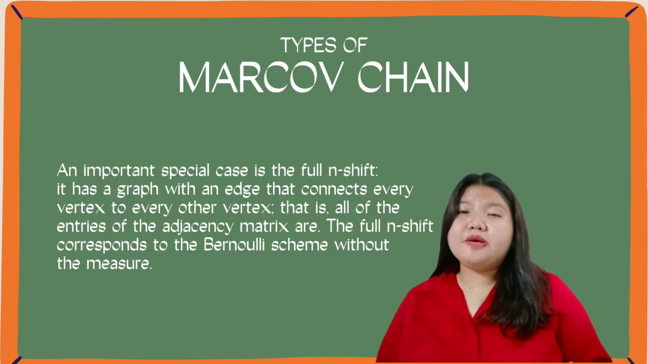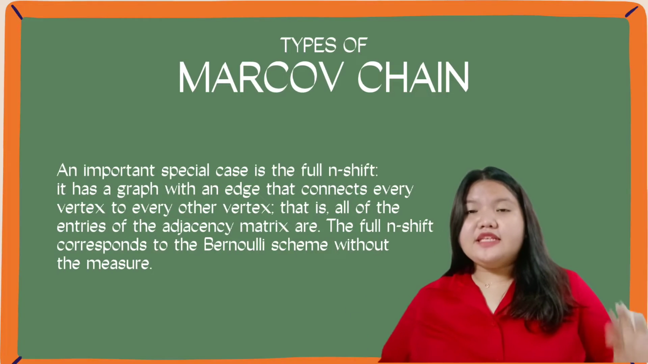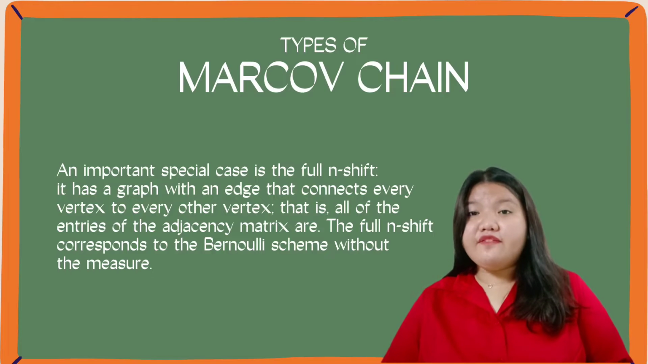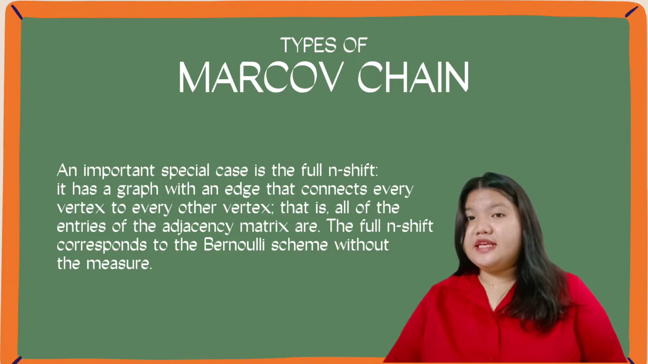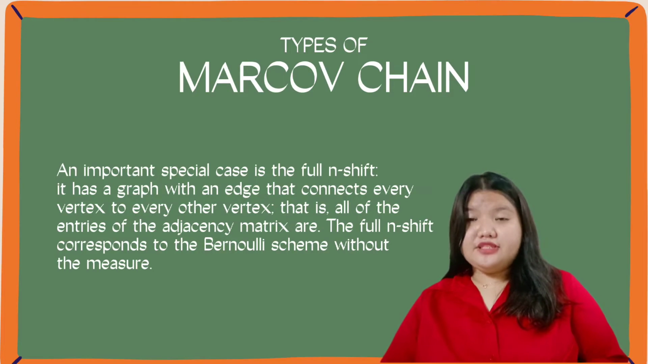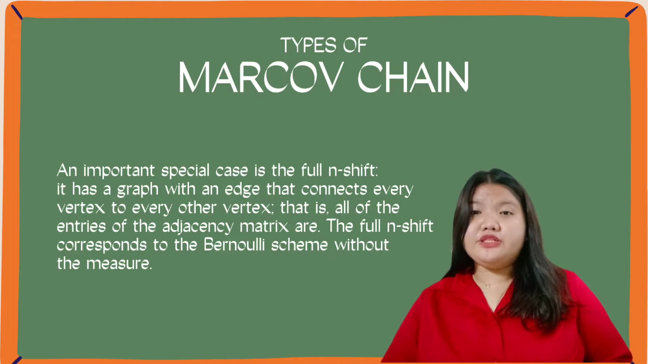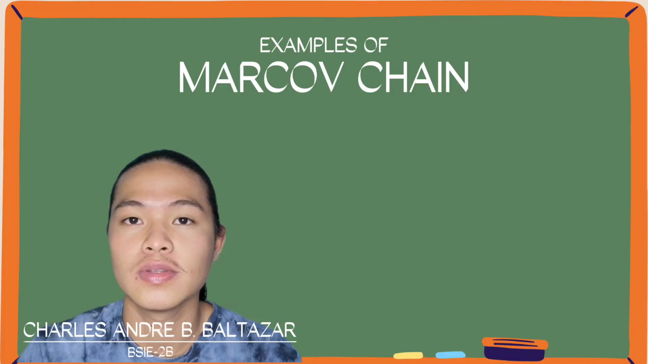So an important special case is the full edge shift. It has a graph with an edge that connects every vertex to every other vertex. That is, all of the entries of the adjacency matrix are full. So it corresponds to the Bernoulli scheme without the measure.